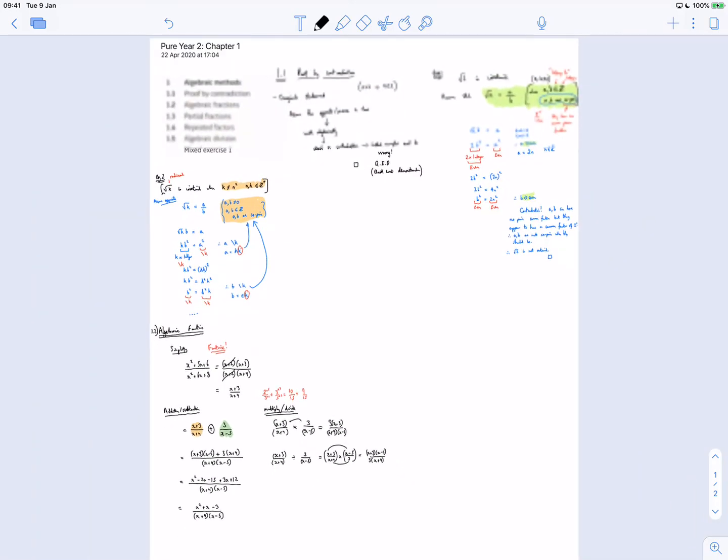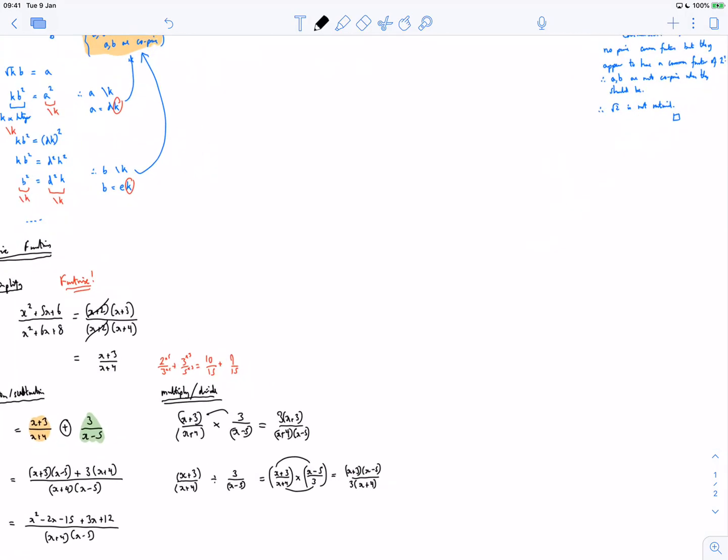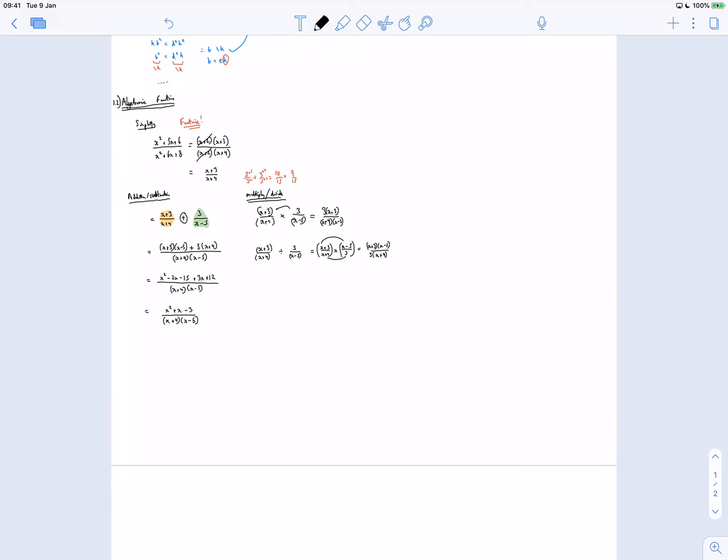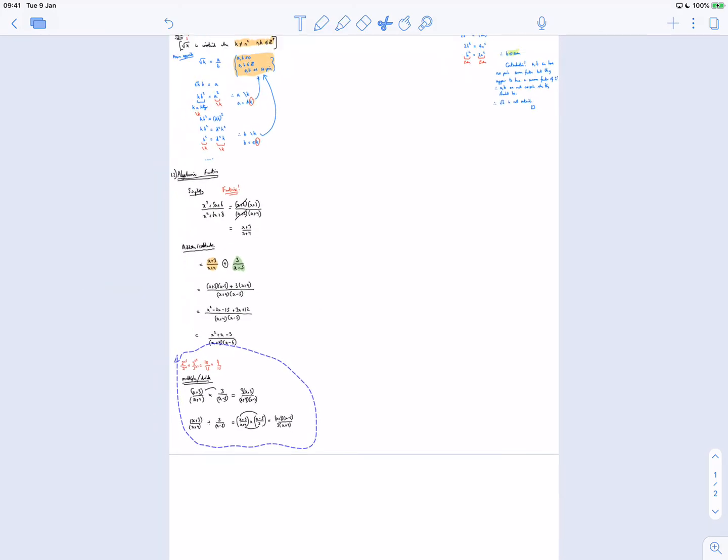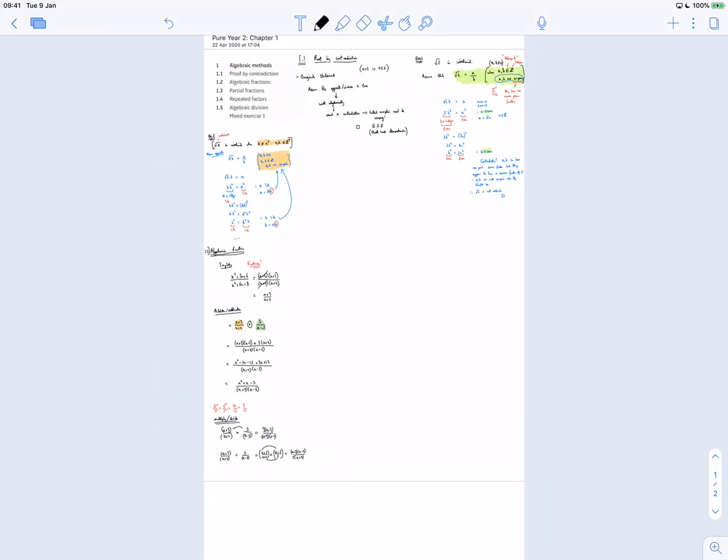Okay, what else have we got? Partial fractions, groovy. Okay, right, so let's tidy this up a little bit. So let's get this down here. Okay, so let's tidy up. So 1.1 was up there, 1.2 is over there. I will publish these notes as a PDF on Google Classroom.